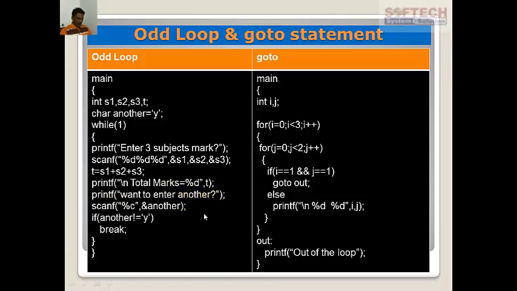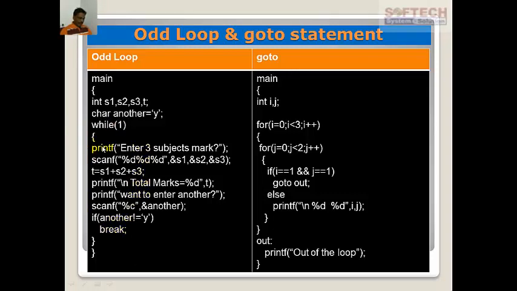If we press other than y, if we press n, the new character value of another is n. N not equal to y, condition true. So this statement is executed, because this is a simple if. The condition is true, this statement is executed, this is a break statement, it comes out of the loop.